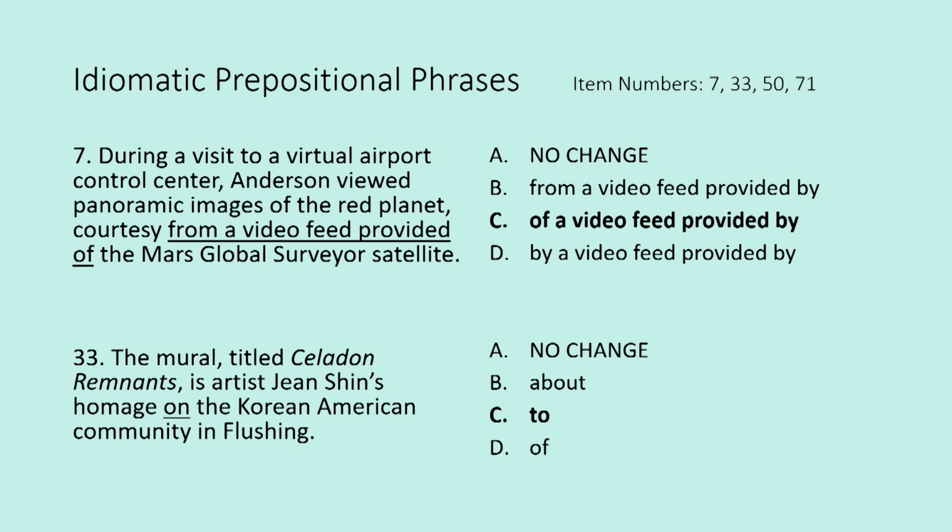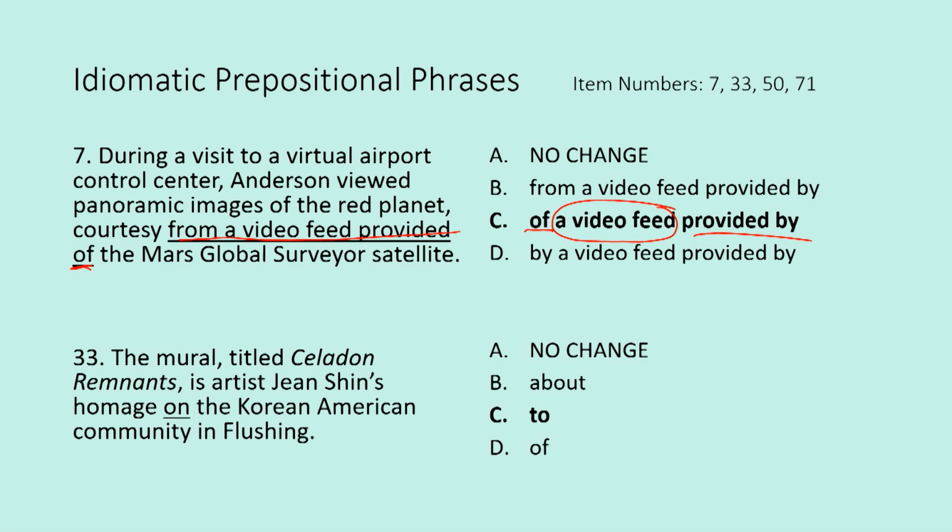Number 7 says, during a visit to a virtual airport control center, Anderson viewed panoramic images of the red planet, courtesy from a video provided of the Mars Global Surveyor satellite. Well, because I've been exposed to this, I know it's "of a video provided by." This could be literally anything else. So we're always working within that underlined portion on these idiomatic prepositional phrases. You just have to know that that's what it is.